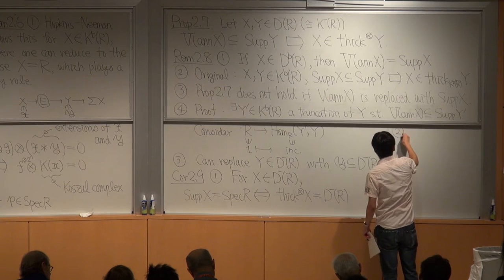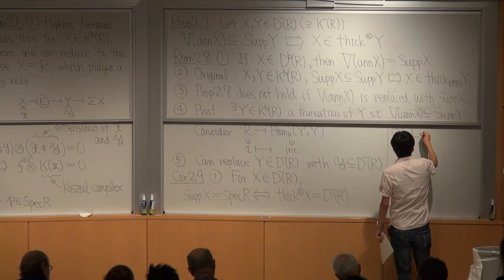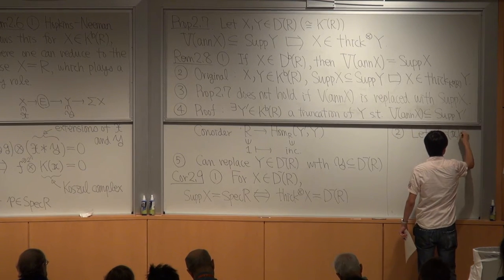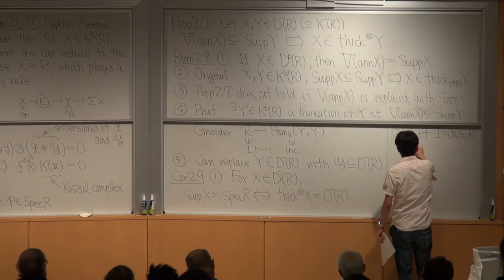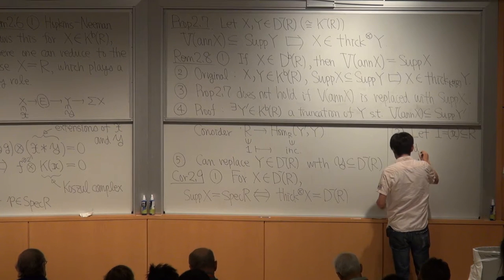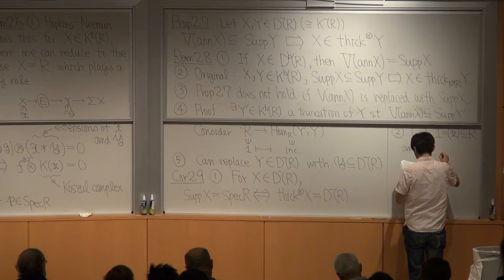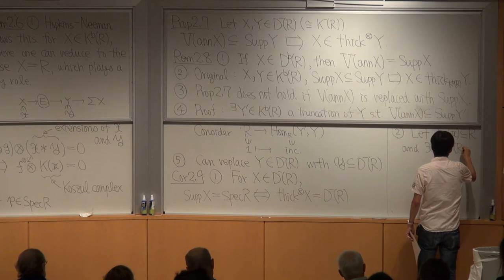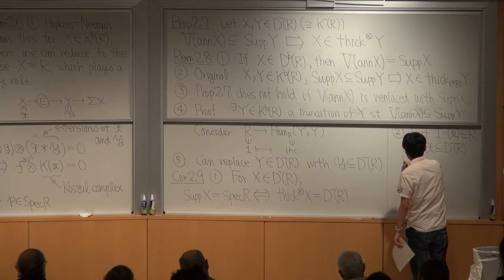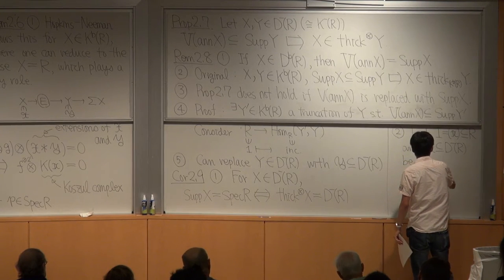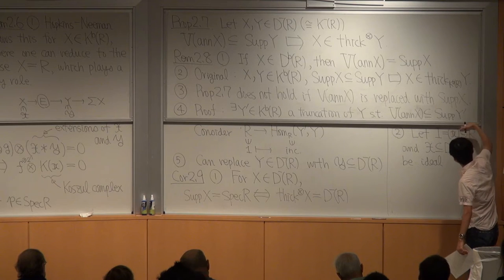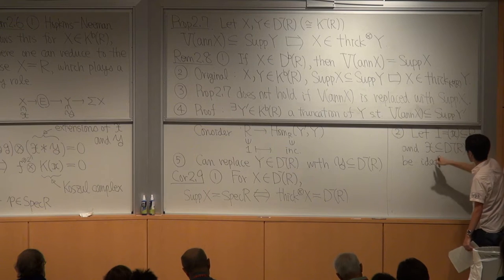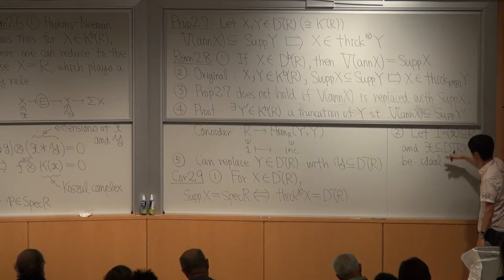And let I be an ideal of R generated by x, and let X be a subcategory of D^b(R), also an ideal of D^b(R). So these are ideals. I is an ideal of the commutative ring R, and X is an ideal of this tensor triangulated category.